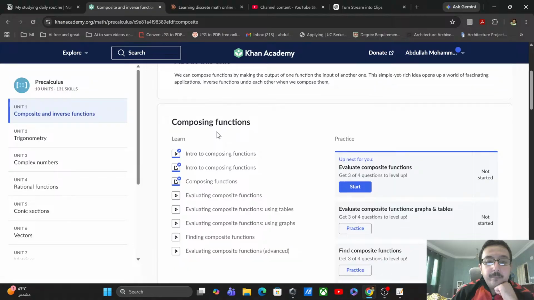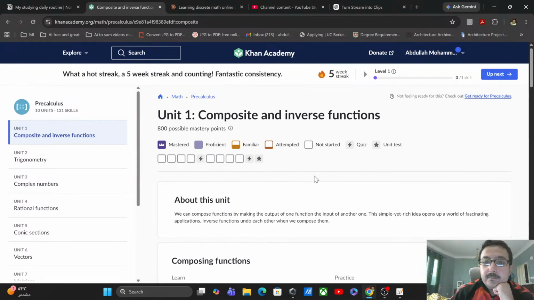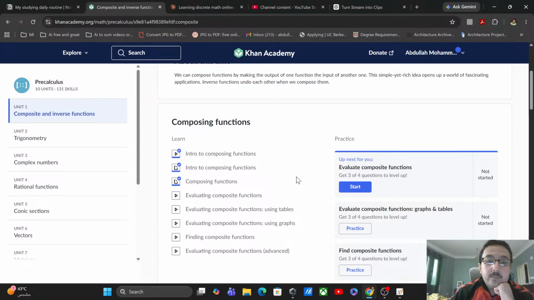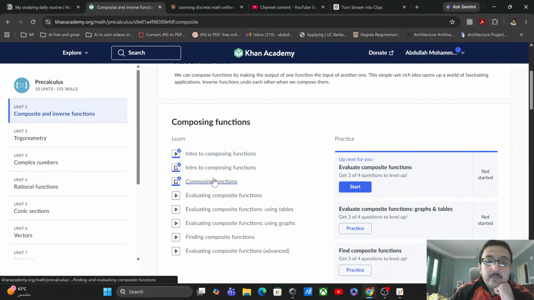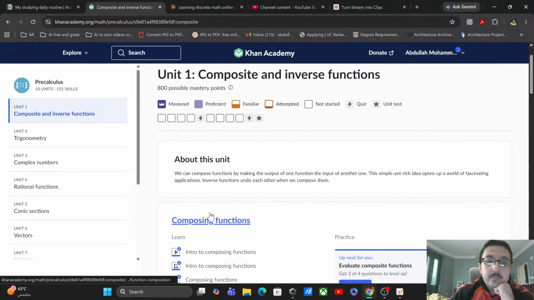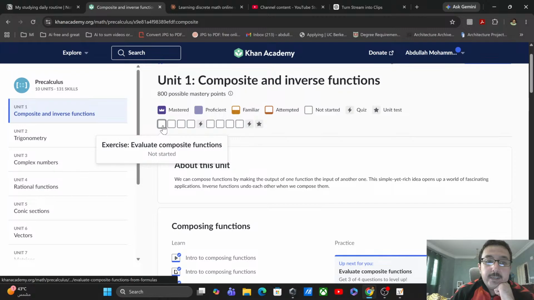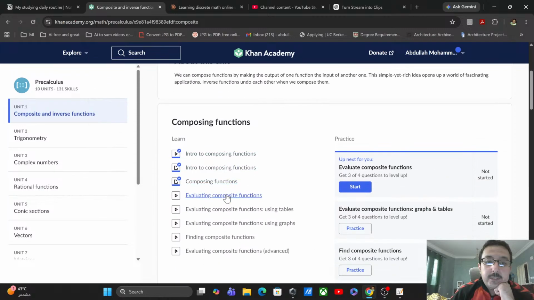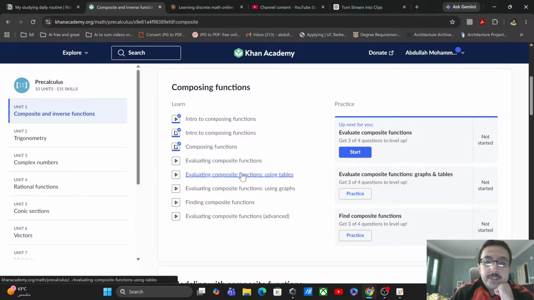Hint 1. Evaluating composite functions. Okay. Didn't master anything. What is this? Is this an exercise?